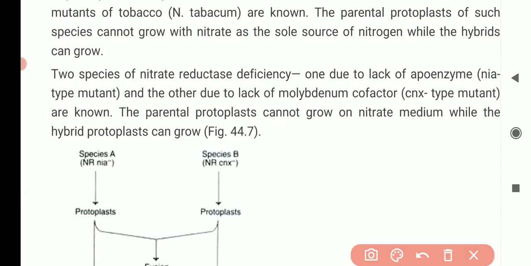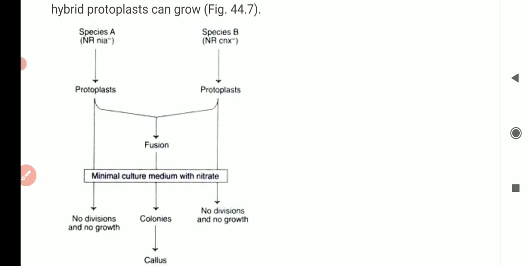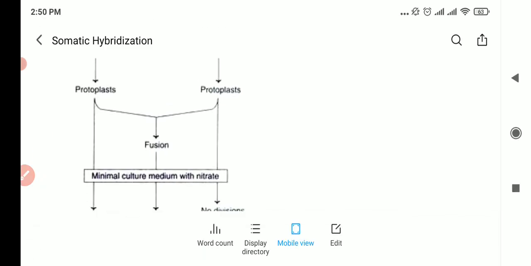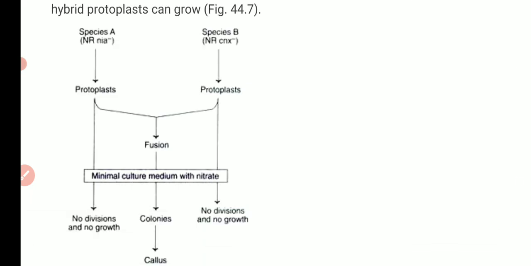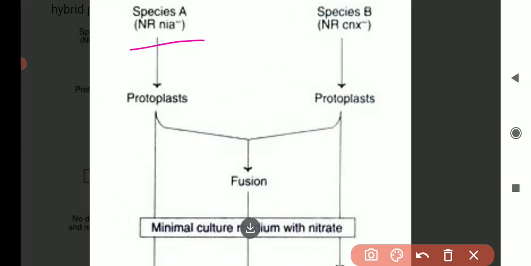It is because of the lack of an apoenzyme in one, and in the other due to a lack of a molybdenum cofactor. So this is why they cannot grow. Again, here is the diagram. This species is deficient in the cofactor. This species is deficient in the apoenzyme.